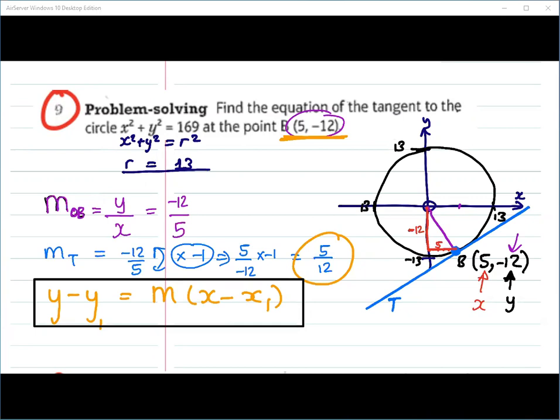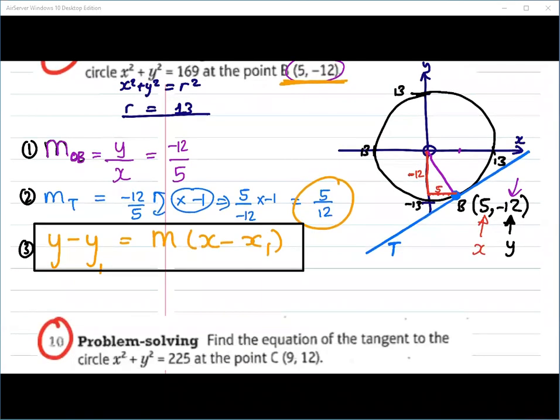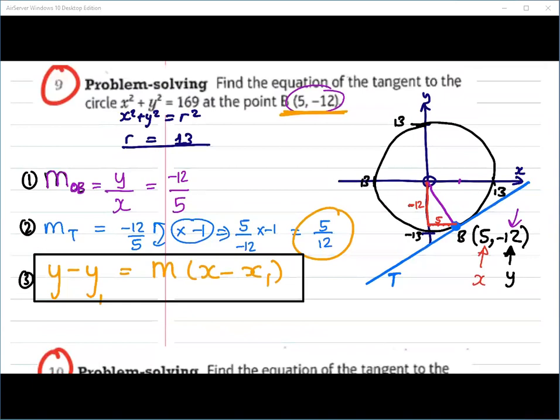Okay, so think about the steps that we've done so far. We've done 1, 2, 3. So now we have the 3 values that we need to put in: the y1 and x1 values. My y1 value is here, my x1 value is here, and my gradient is here.